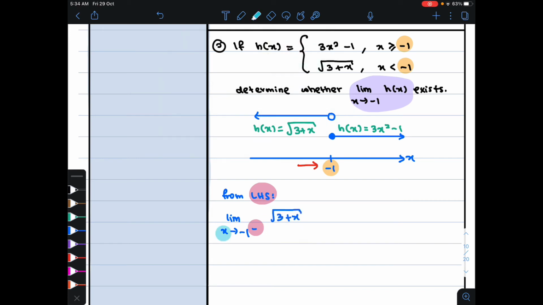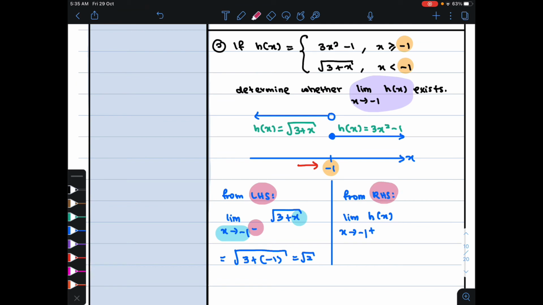Now just substitute x equal to -1 into x. Just substitute the value as per usual. There's no need for you to put a negative sign into x, just put -1 only. And the answer is √2.